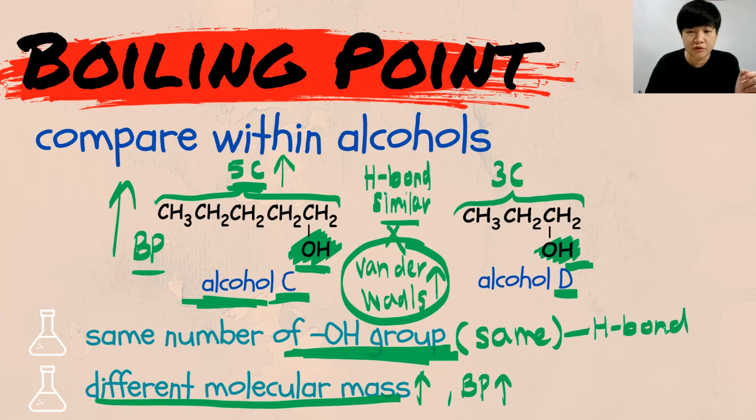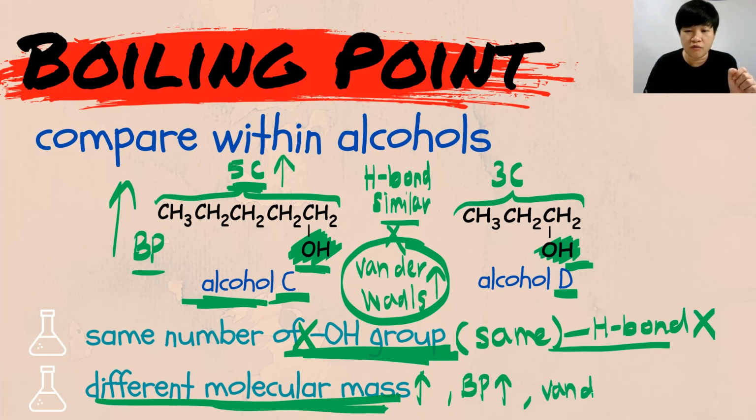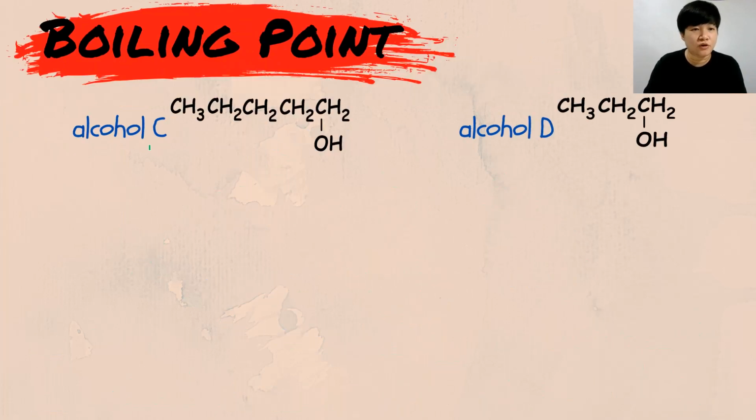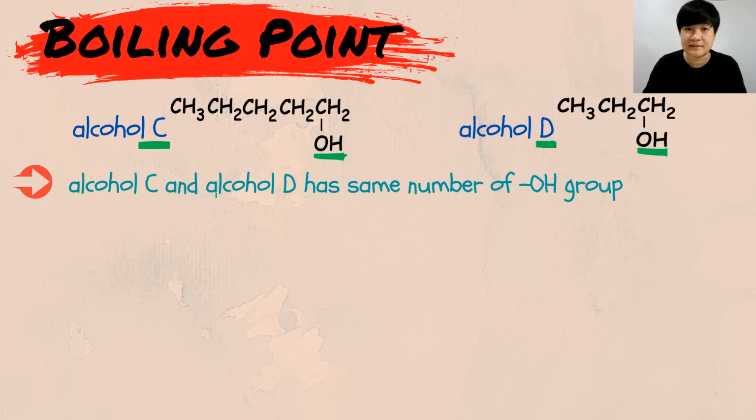So, bear that in mind: when the number of OH groups is the same, hydrogen bonding is also the same. Therefore, you cannot discuss hydrogen bonding. You cannot discuss the OH group. Okay? We will discuss only the molecular mass and also the Van der Waals forces. Remember that. So, the complete explanation for my alcohol C and D that have the same OH group shall always start with what is the same thing.